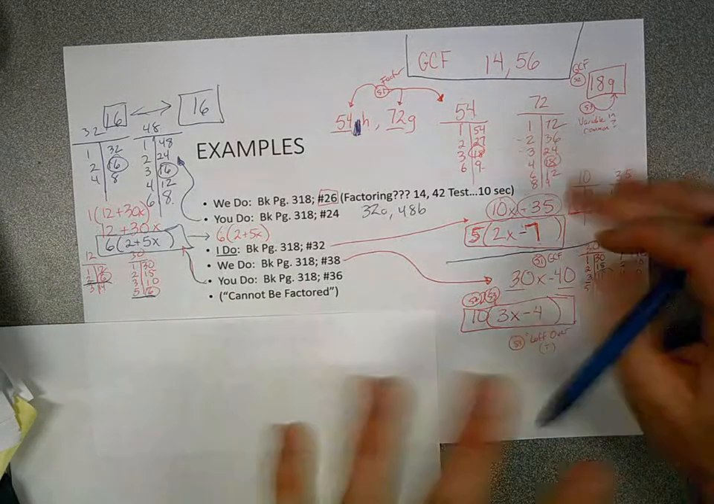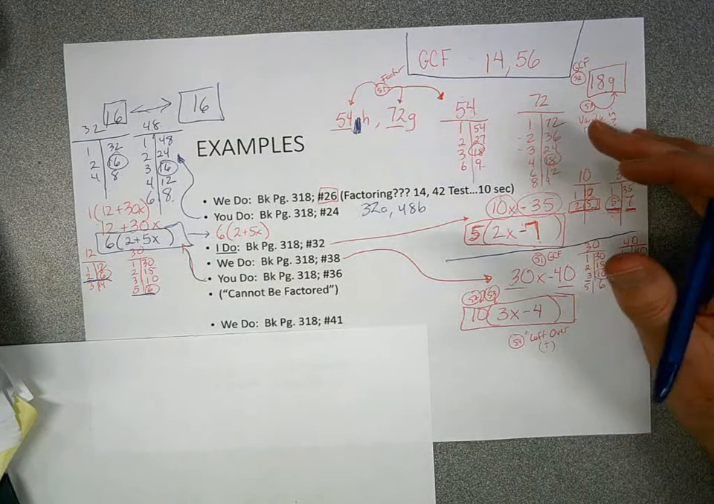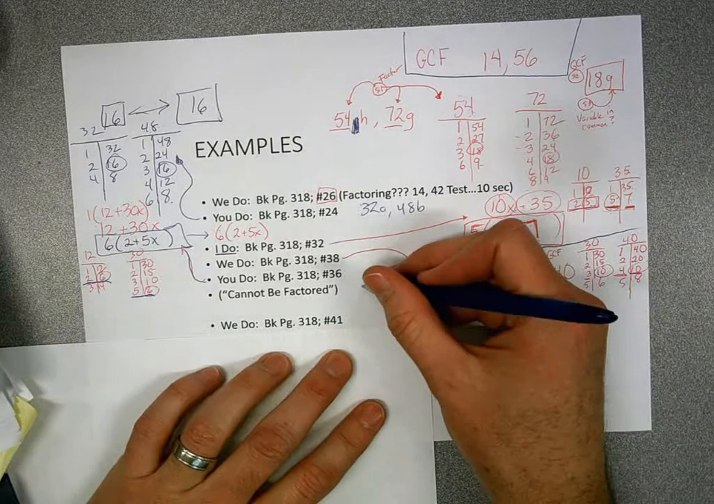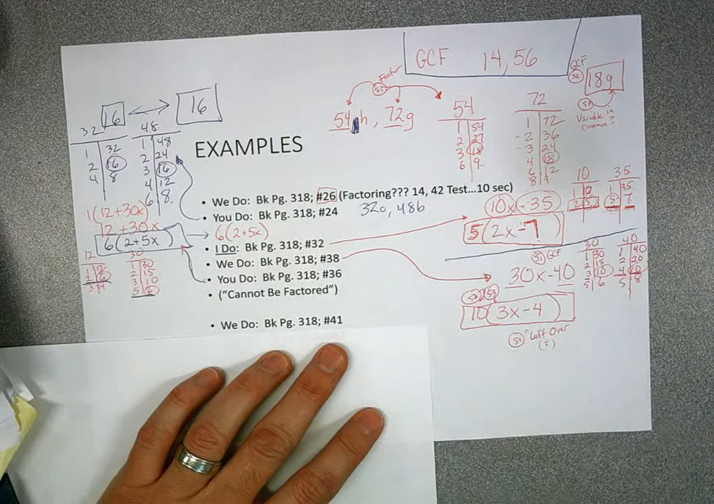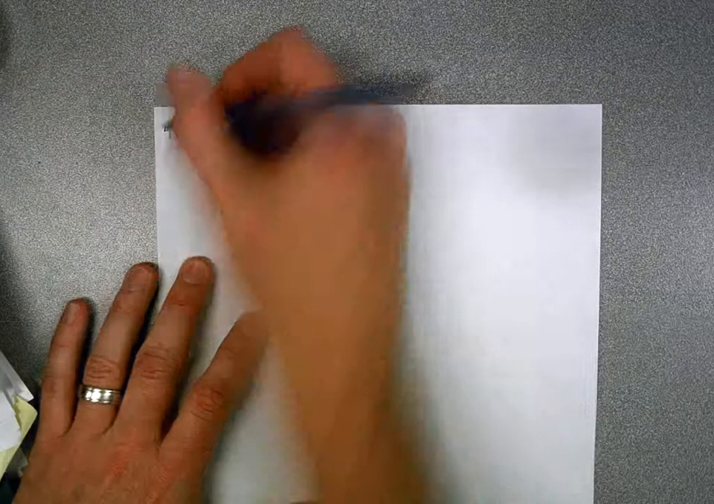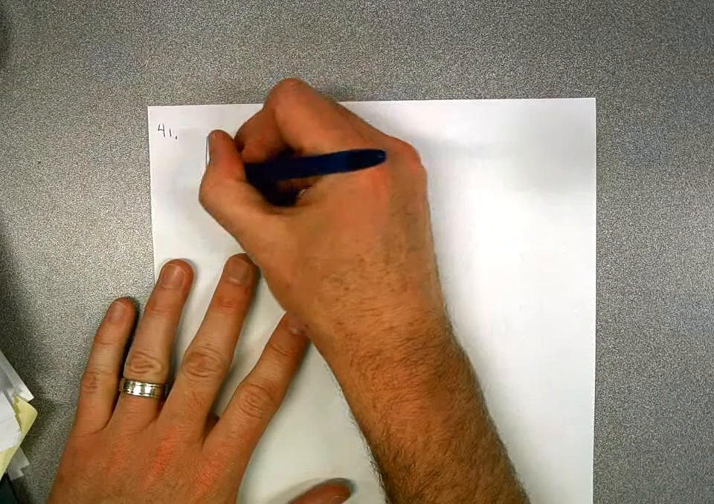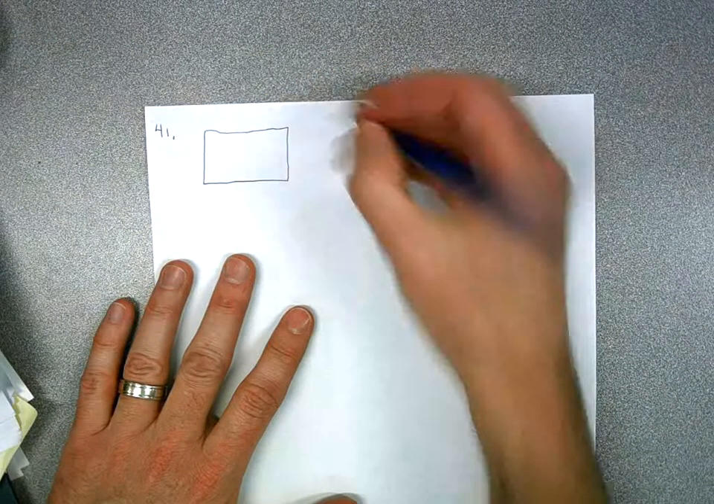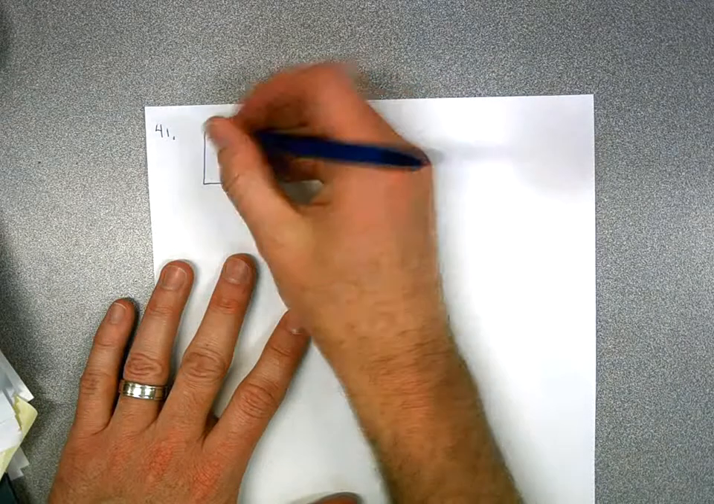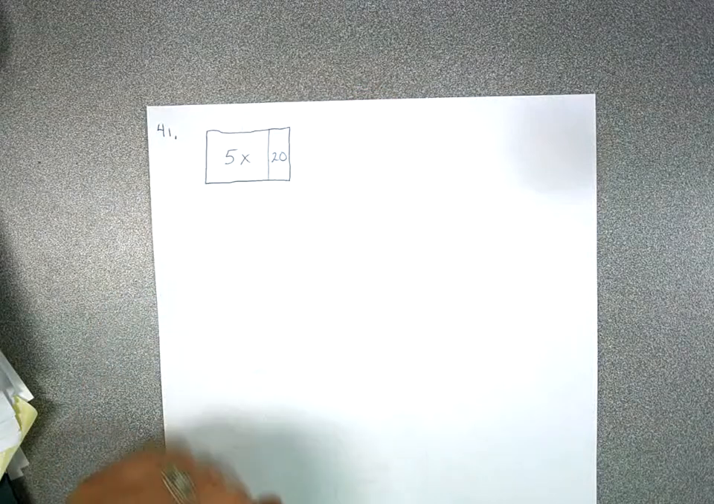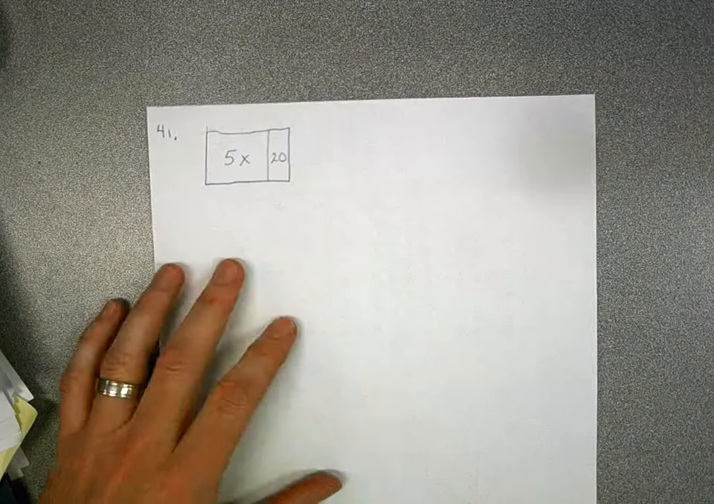Okay, here we go. Let's try problem 41. Okay, this looks a little different. I'm actually going to flip this over because we're running out of room here. So let's try 41. In your book, it looks like this. You actually have a rectangle, and in that rectangle, it's broken up into 2 sections. You have this section, which is 5x, and you have this section, which is represented by 20.